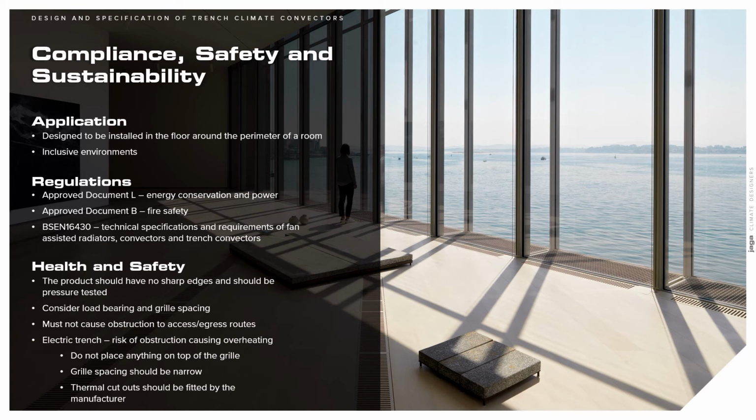Trench climate convectors, be they natural, fan-assisted, or forced draft, having low water temperature heat exchangers, should be treated like a radiator when considering fire safety. There is no fire risk with soft furnishings, providing the equipment has been installed in accordance with the manufacturer's instructions by suitably qualified persons. With electric trench climate convectors, there is a risk of obstruction causing overheating, which could lead to a fire. Care must be given to ensure nothing is placed on top of the grill, such as furniture or long curtains, and that grills are narrow enough to prevent items falling through. Thermal cutouts should always be fitted by the manufacturer to prevent overheating.